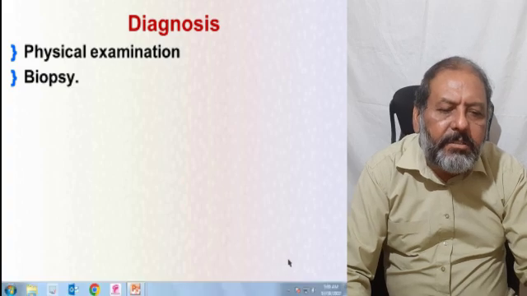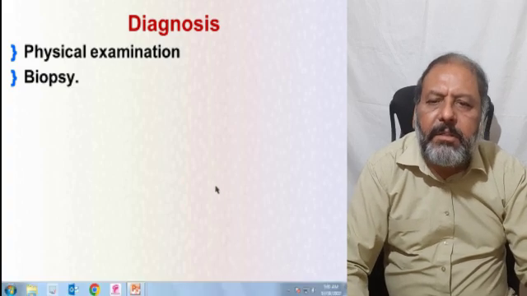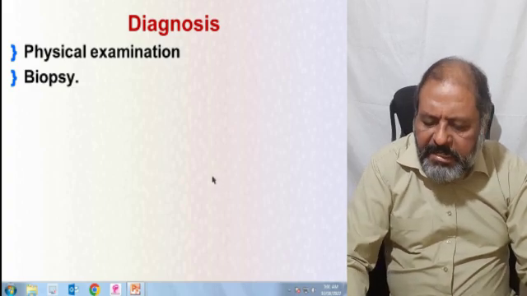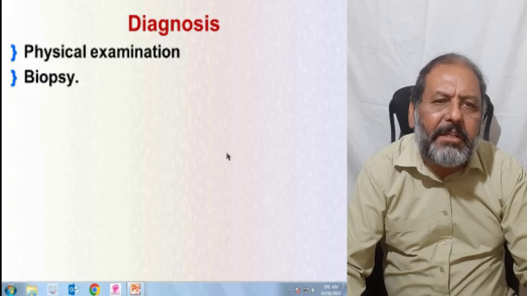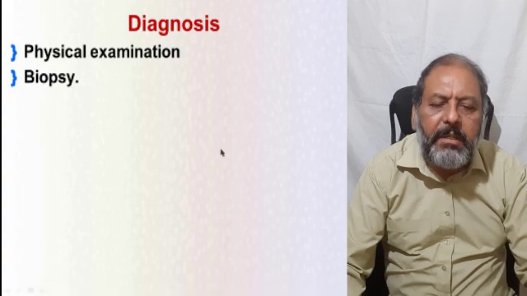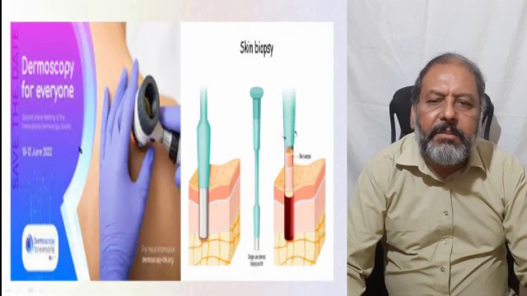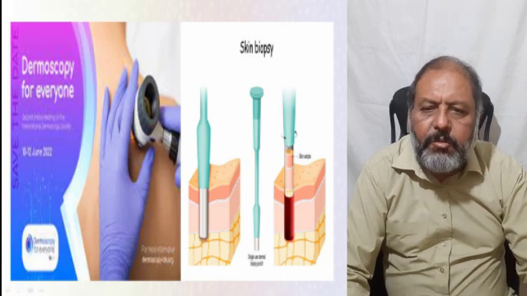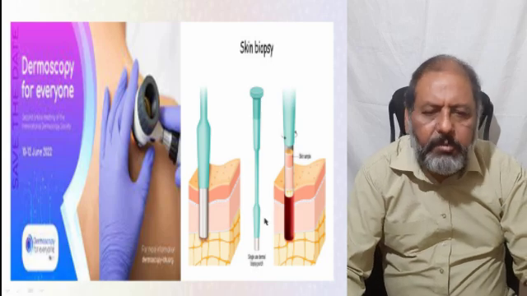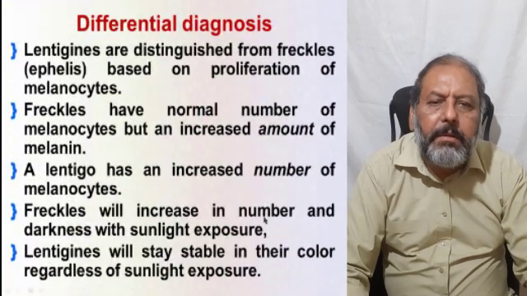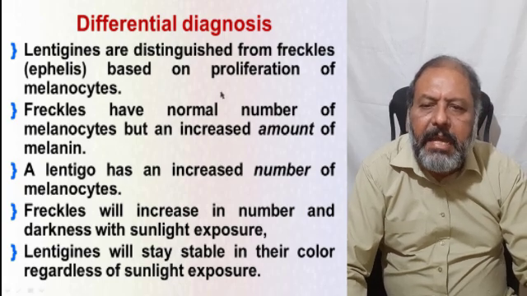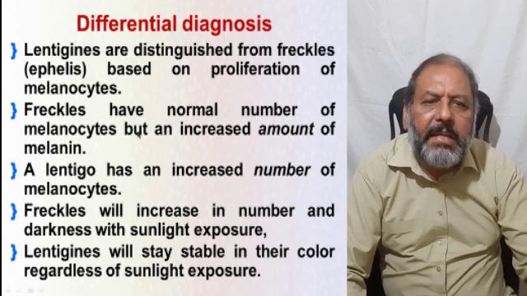Now, the diagnosis. How are we going to make the diagnosis? A very simple physical examination tells the lentigo, but in case of any doubt or unusual presentation, one can go for a biopsy to confirm whether it is lentigo or something else. So here one can see dermoscopy for lesions, or we can do a skin biopsy to rule out any cancerous lesion.